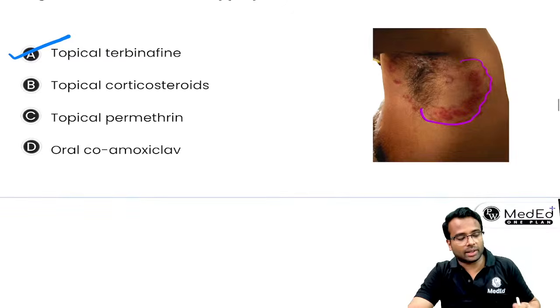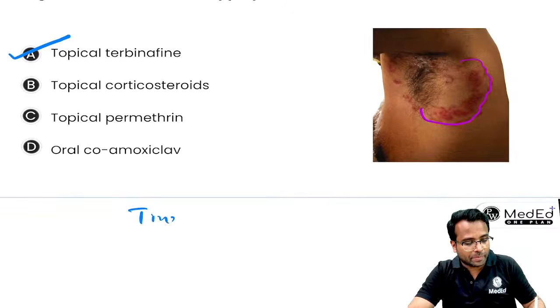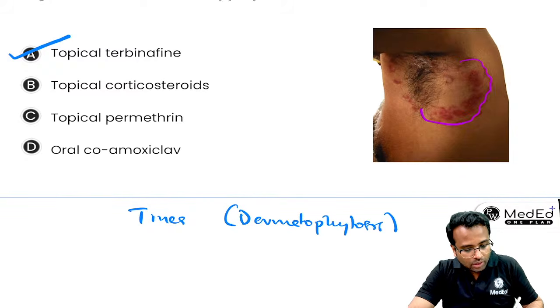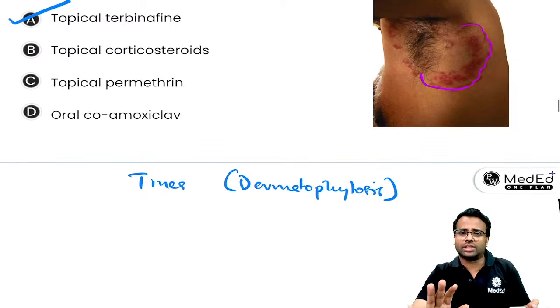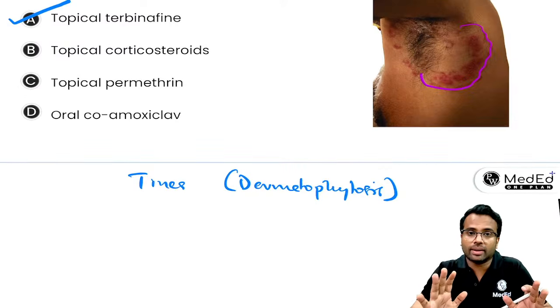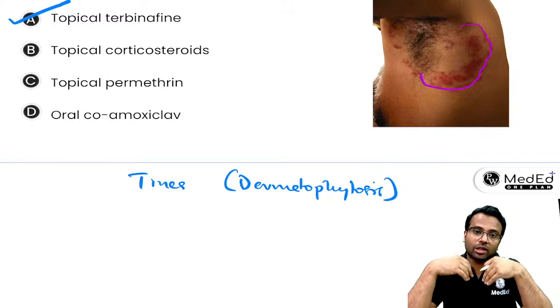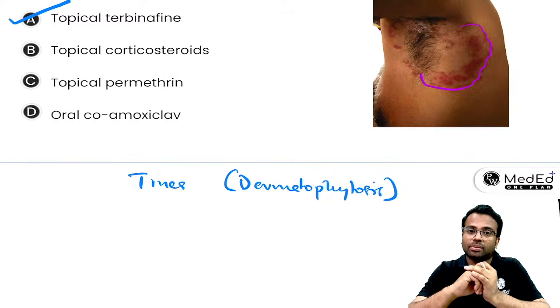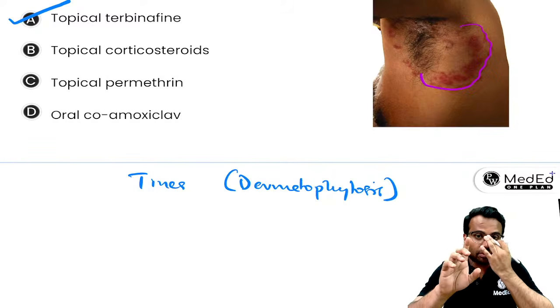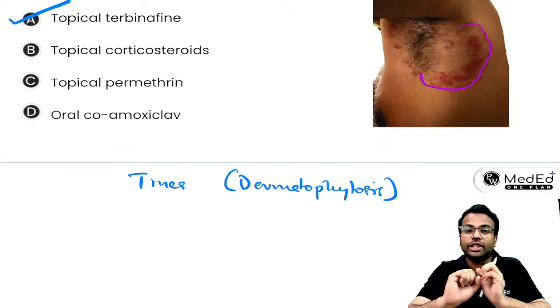So it should be a topical terbinafine, because we are suspecting a tinea infection here, which is going to be a dermatophytosis. So dermatophytosis is always itchy, right? It can be seen anywhere in the body. Face में हो सकता है, trunk में हो सकता है, axilla, groin areas में भी हो सकता है, right? But the patient's complaint will be primarily itching.